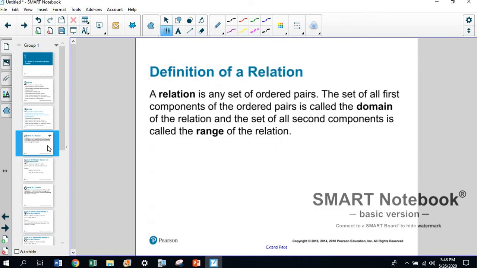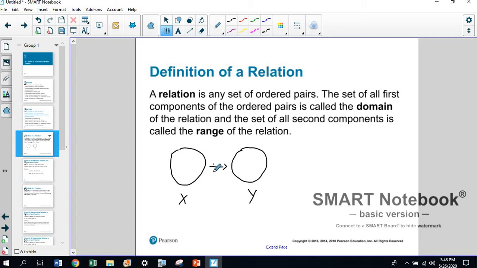Okay? So, a relation is any set of ordered pairs. Another way to talk about that is a relation is any way to relate two different sets to one another. Okay, so we have relations all the time. Like when I get your class list, that's a relation because it has your name and your 9,000 number on it. That's an example of a relation there. The domain is the first component, and the relation's second component is called the range.